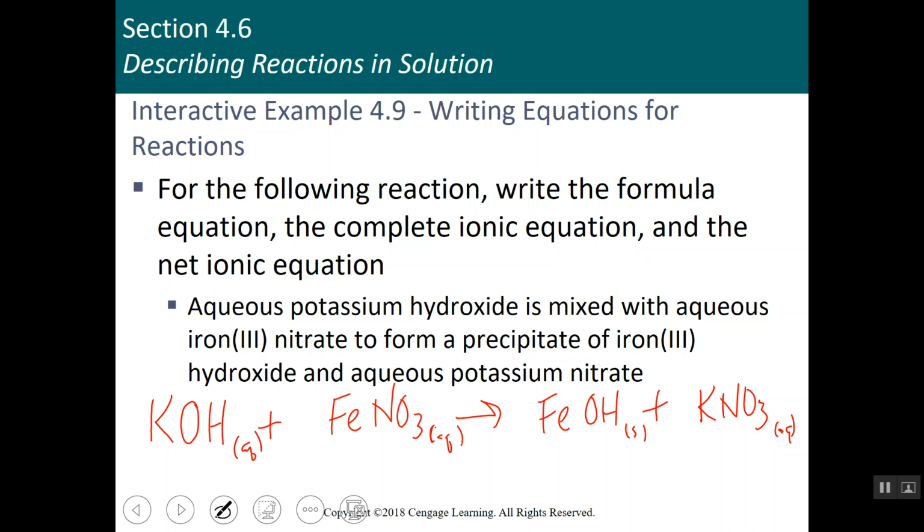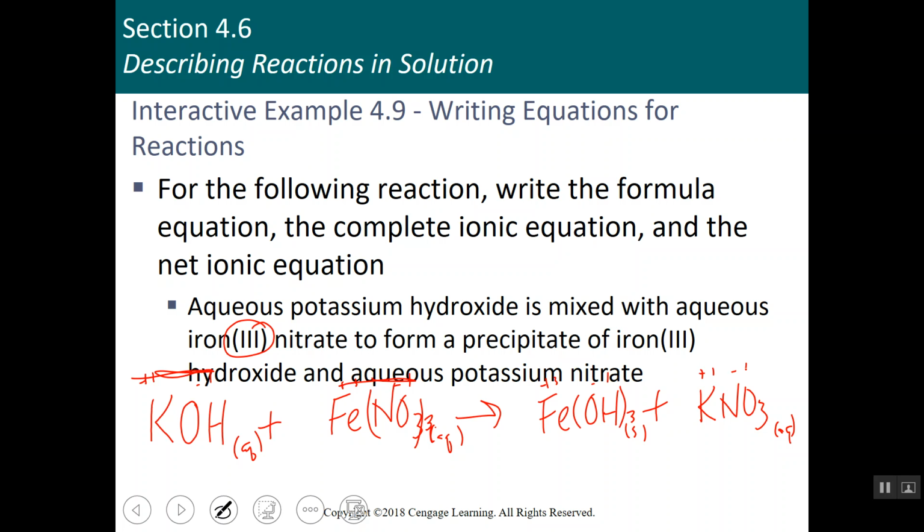But the first thing we need to do is make sure they're balanced. Potassium's a +1, hydroxide's a -1, so I don't need to do anything there. This iron, I'm told it's a +3. Nitrate's a -1. So if I crisscross, that means I need 3 nitrates. Again, it's a +3, -1, so I crisscross. And then this is a +1, -1, so we're good on that.